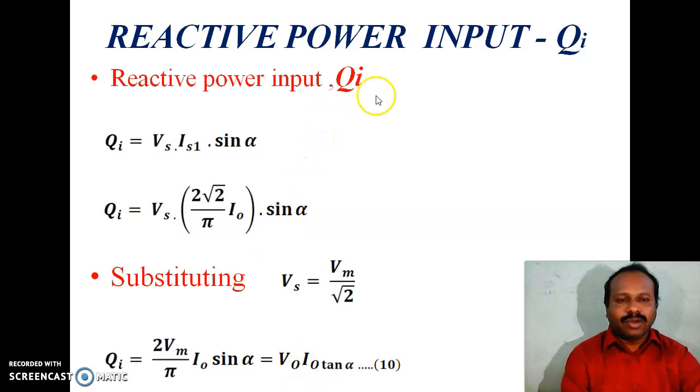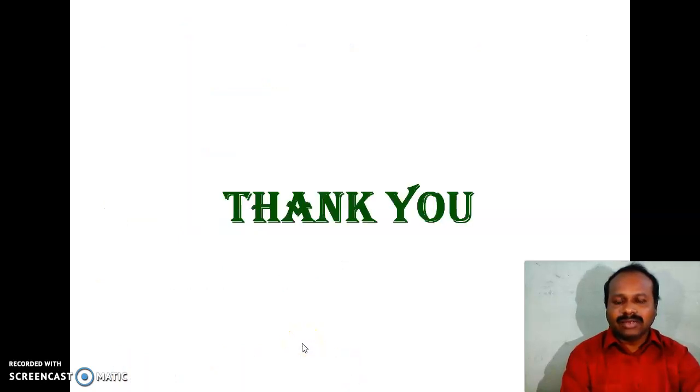Next one, reactive power input represented by Qi. Reactive power input Qi is equal to Vs Is1 into sin alpha. Now substitute the value of Is1 as 2 root 2 by pi into I naught, and also substitute Vs equal to Vm by root 2. Now we get 2 Vm by pi I naught into sin alpha. Now multiply by cos alpha and divide by cos alpha. Then we get Qi equal to V naught I naught into tan alpha as the reactive power input.